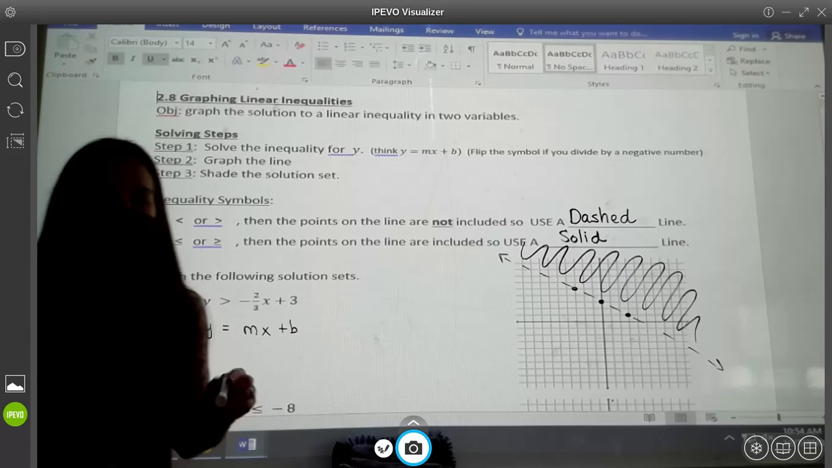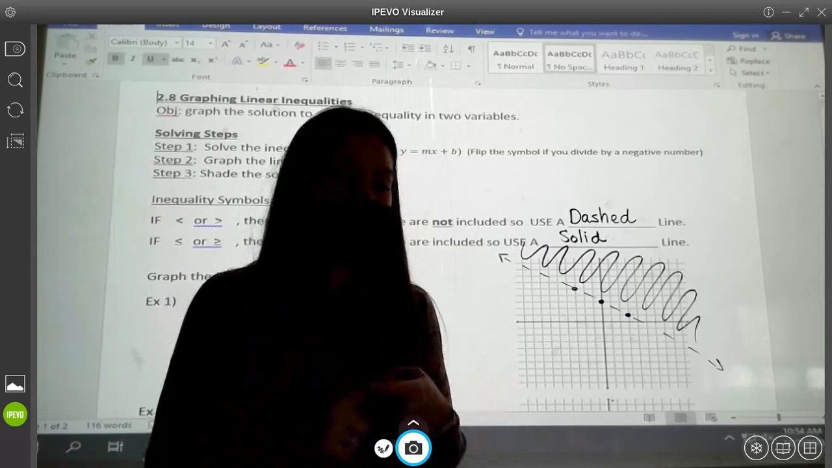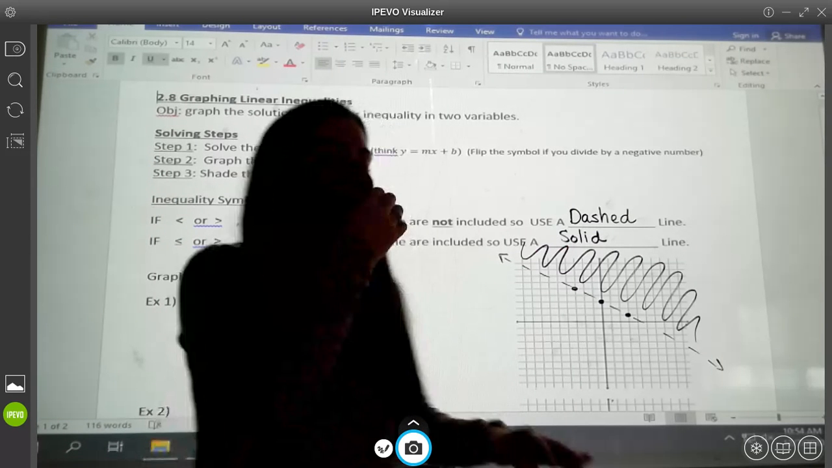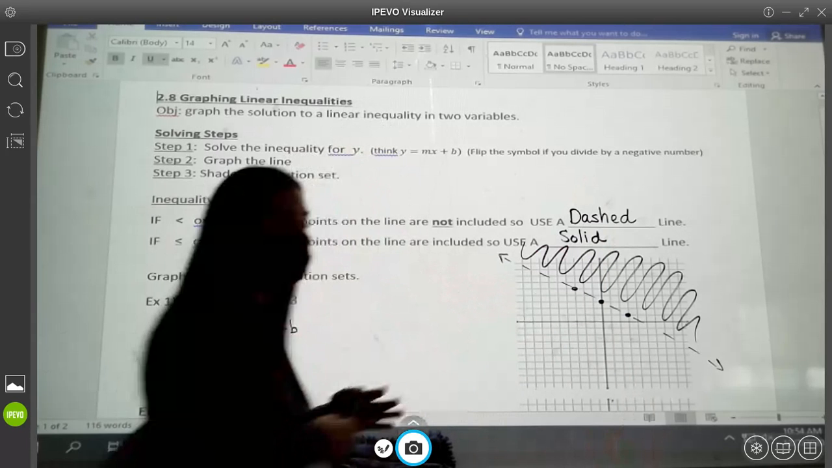So normally the line is fine. It's the shading that gives the students the most trouble. So if you think you're going to struggle to see where y is above or below your line, then what you can do is pick a really easy point to test.